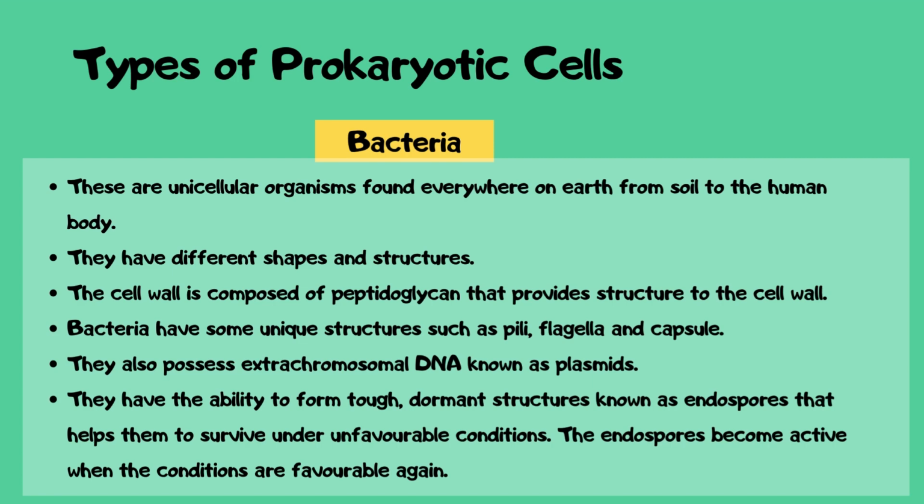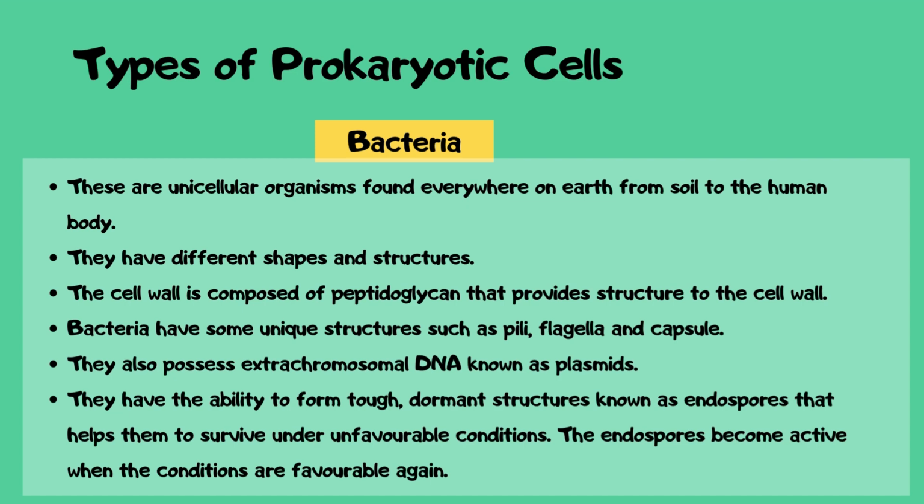Some of them also can be found in the human body. They have different shapes and structures. The cell wall is composed of peptidoglycan that provides structure to the cell wall. Bacteria have some unique structures, such as villi, flagella, and capsule.